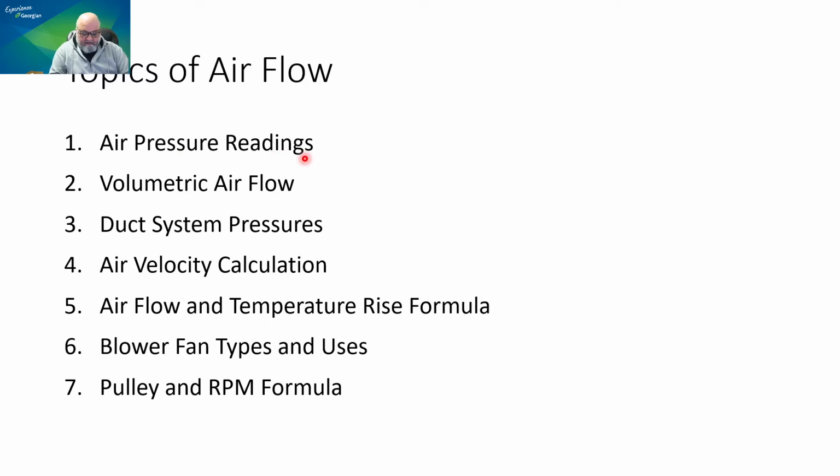So: air pressure readings, volumetric airflow and duct system pressures, air velocity calculations. Then the airflow and temperature rise formula. This is something you're supposed to do in the field. Number 5 is very important in the field. Then you have blower fan types and uses, and then we have the pulley and RPM formula. I am thinking that maybe we can cover the first 5 or 6 today, and then number 7 we can continue next week.